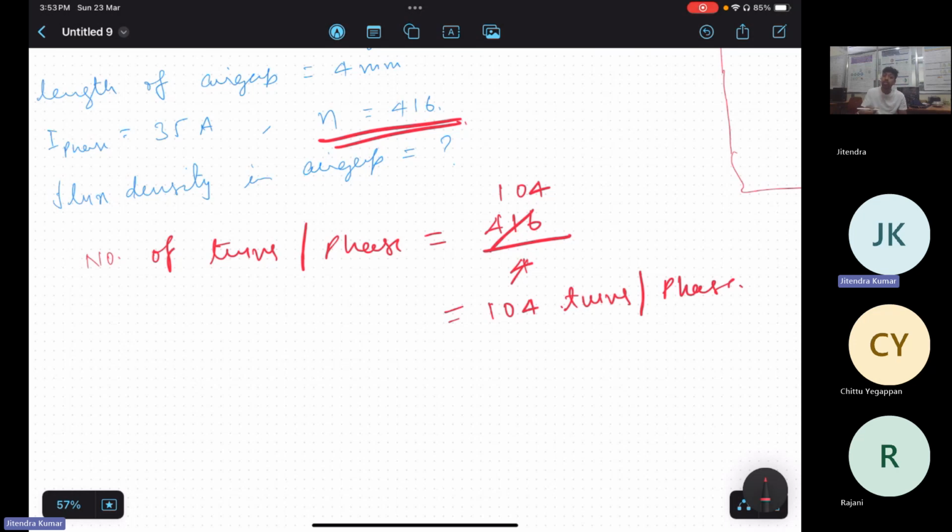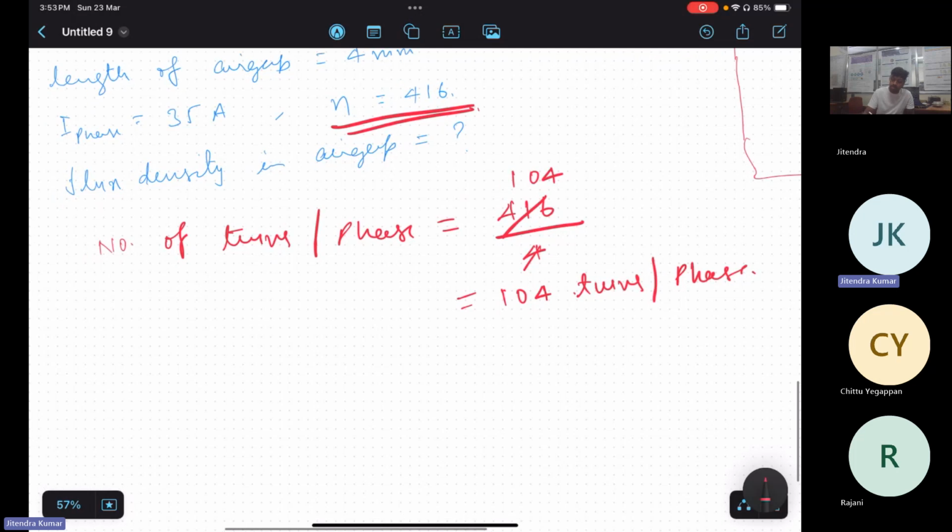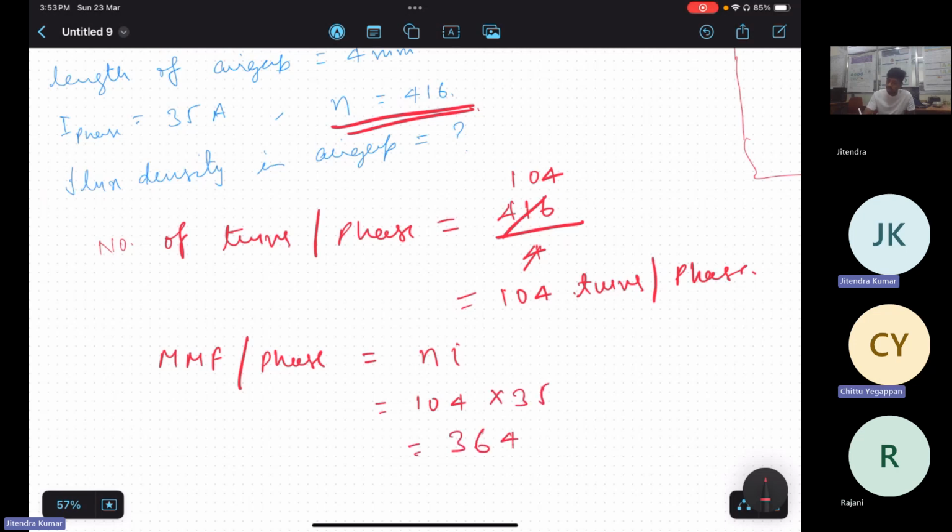So how much is the MMF per phase? It is the number of turns per phase into the current per phase, Ni. 104 into phase current of 35, so exactly 3640 ampere turns.